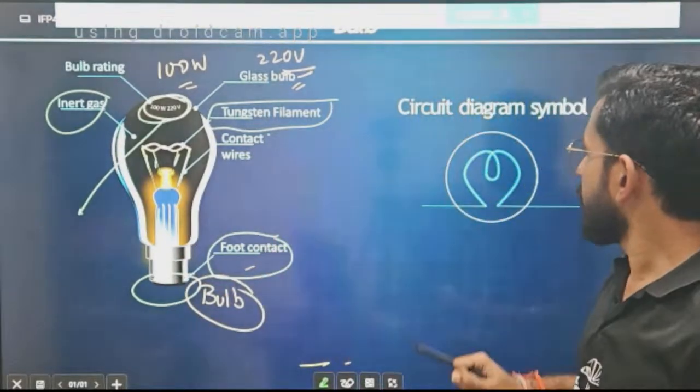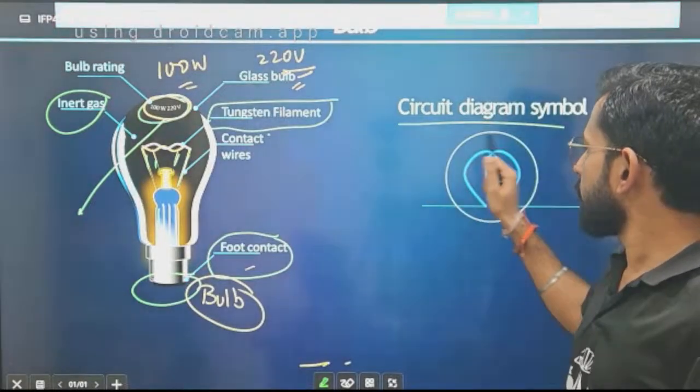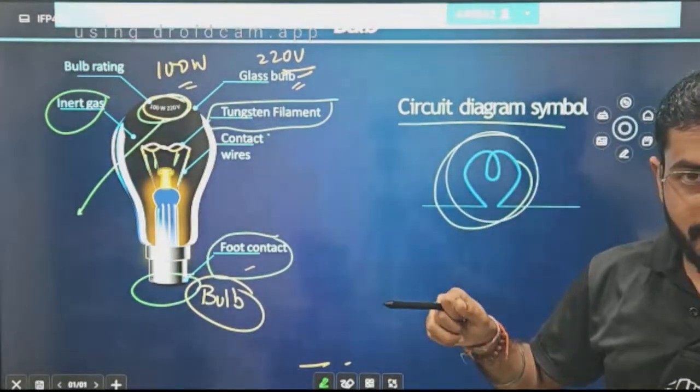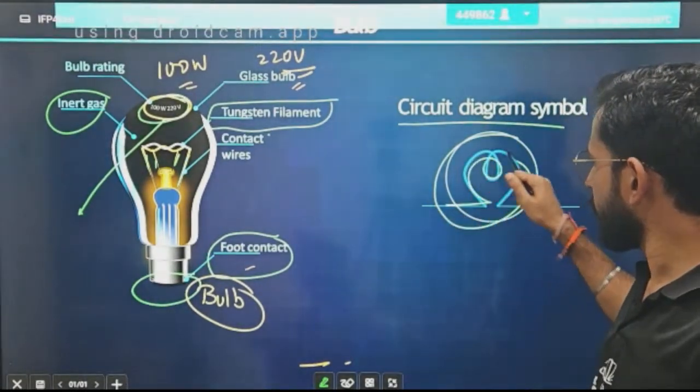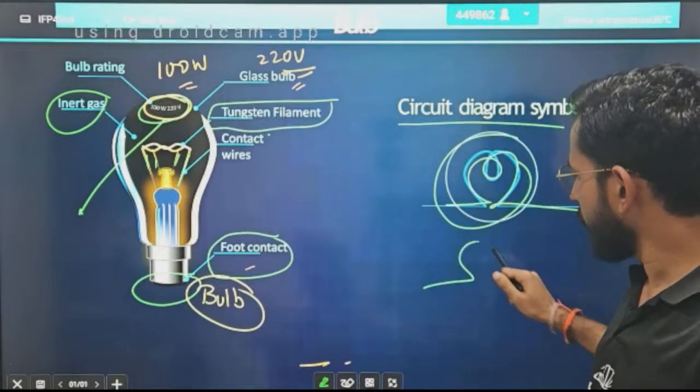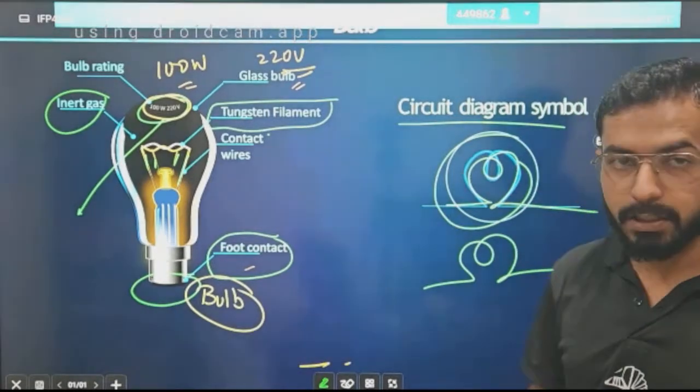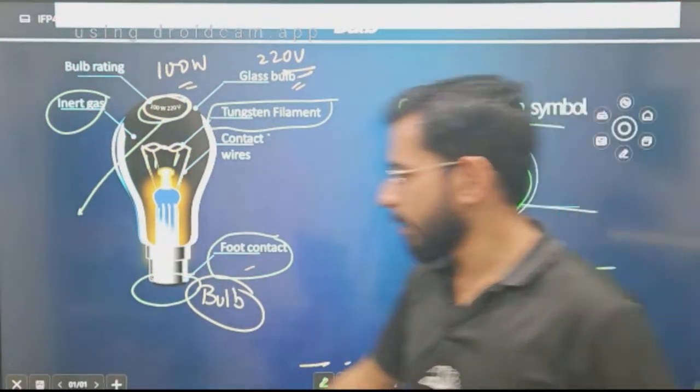Now what is the circuit symbol of that bulb? If you want to represent this in a circuit, this is the diagram of a bulb. This is the representation for a bulb. This is about the basics.